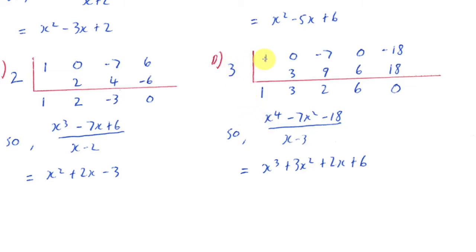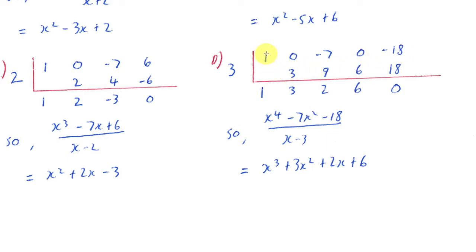So I've got x to the power of 4. I've got no x cubed, so I still need to show that column, so I'm going to put a 0 there. Minus 7x squared. I have no x's. Again, I put a 0 in, and I'm taking away 18.